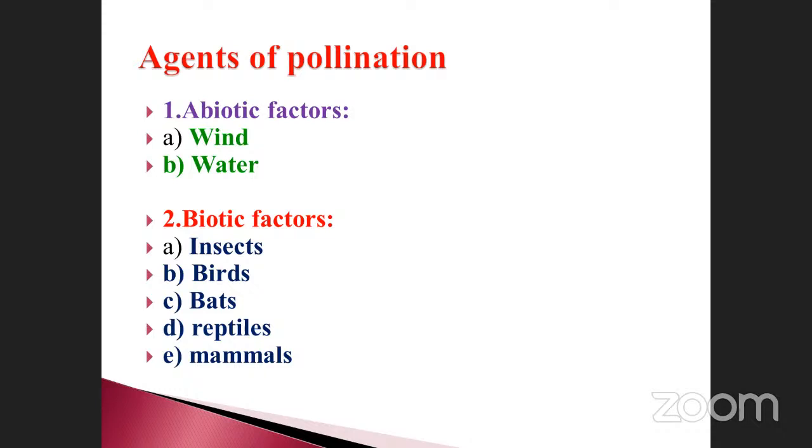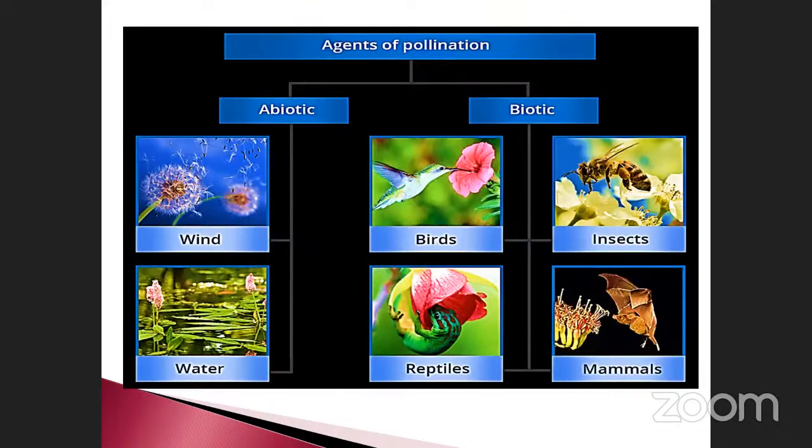See here. So these are the agents of pollination. Can you see the diagram, the chart? Yes, sir. Okay. See that the agents of pollination are divided into two: the abiotic factor and the biotic factor. The abiotic factors are wind, otherwise called air, and water or hydro. The biotic factors are bats, insects, reptiles, and also mammals. These are the abiotic factors.